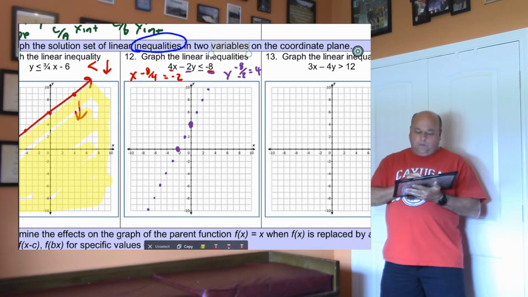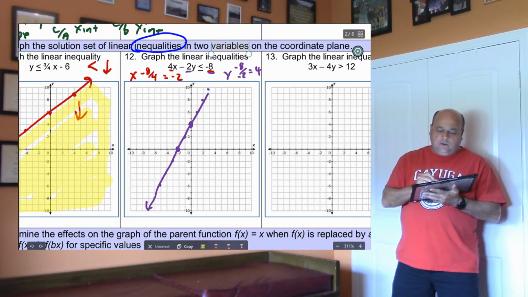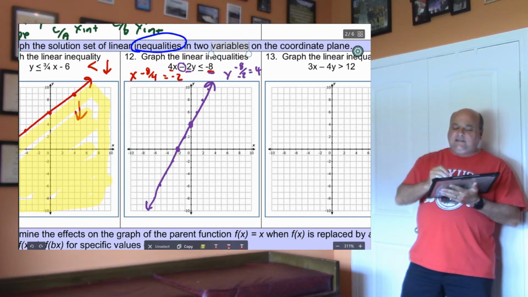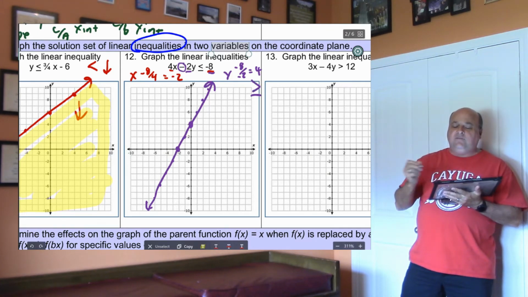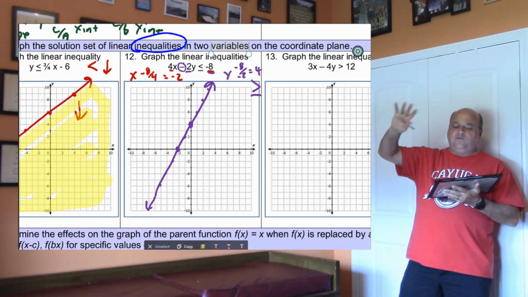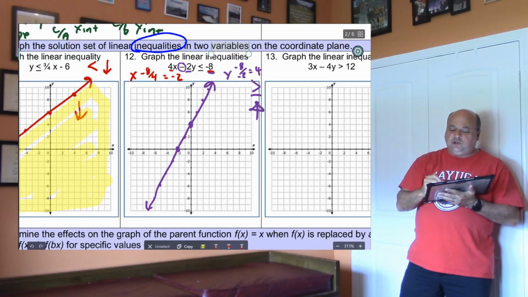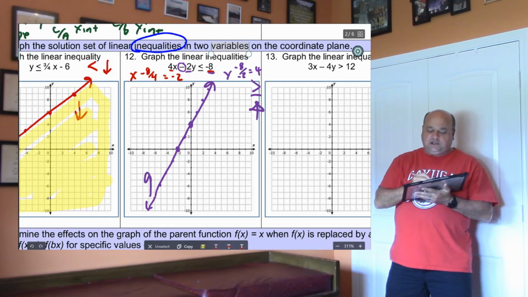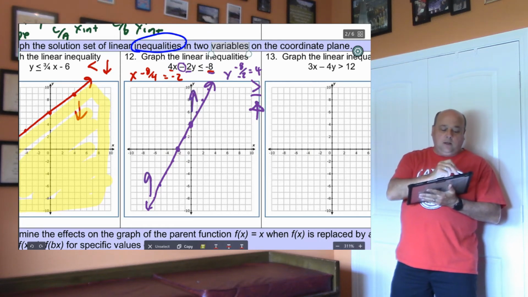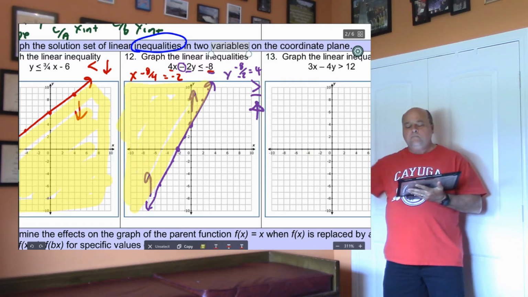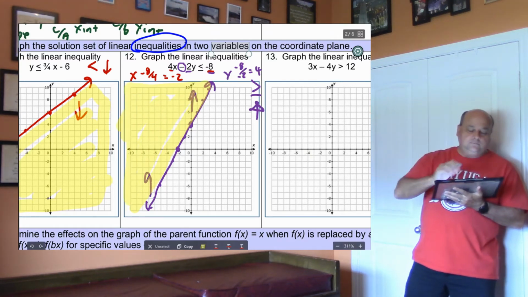It has an equal bar, so the line's solid. Now then the trick here, the y's negative. If the y's negative, your inequality flips. So it's going to go from less than to greater than, which means you shade up. So I'm going to shade this line going up, aren't I? Which means everything above the line is going to work. Okay? Go to the next one.